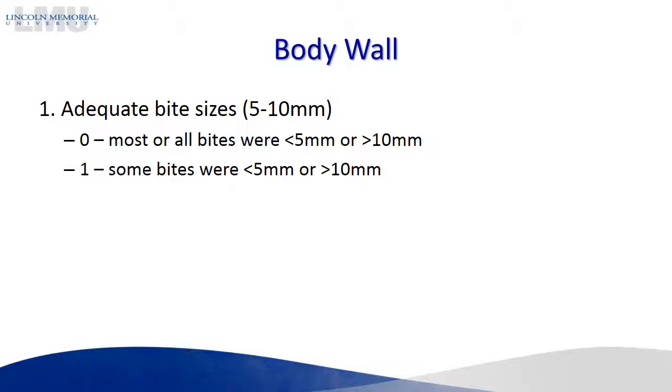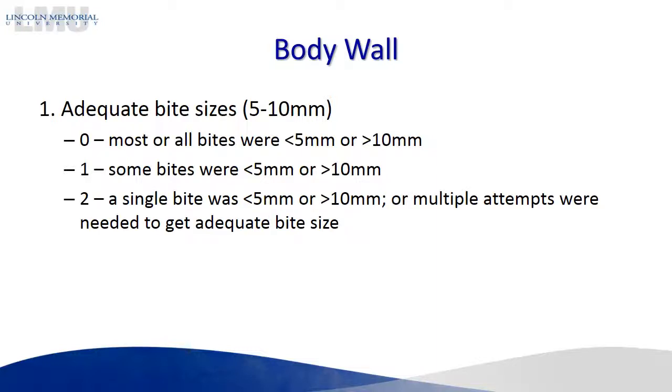A student who scores as a 1, that's a borderline score, maybe because some of the bites they placed were less than 5 millimeters or greater than 10 millimeters, and they didn't go through and correct those, but those were left there. But they didn't reach the point where most or all the bites were that way, so maybe this was an issue that we were starting to be concerned about, but not one that we felt was completely unacceptable for that student.